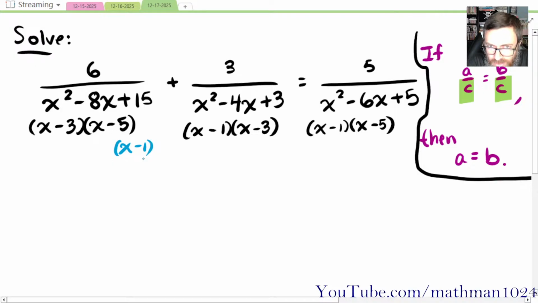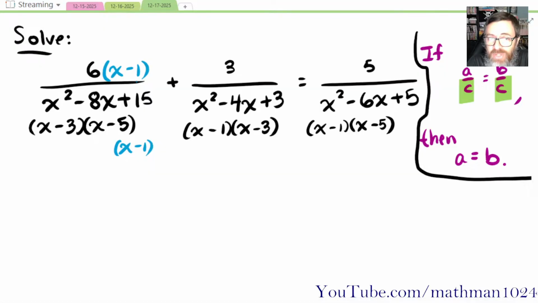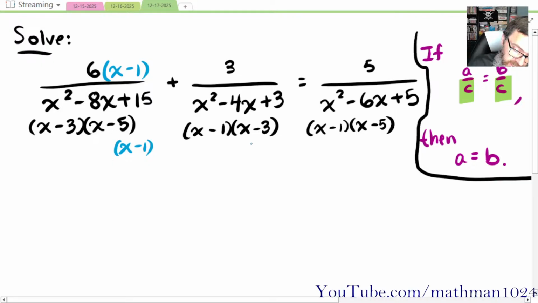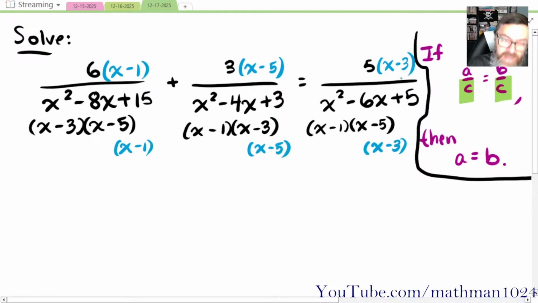But if I do that, that changes the problem unless I also multiply the numerator times that factor. So essentially, I've multiplied the top and the bottom times the same factor, which means I've multiplied this fraction times 1. For the fraction that's in the middle, you'll see that the factor that everybody else has that he doesn't have is the factor of x minus 5. So put that in both the numerator and the denominator. And then finally, on the right side, the factor that everybody else has that he's missing is x minus 3. And again, I put that in both the numerator and the denominator.